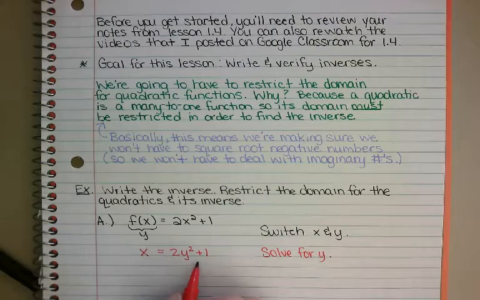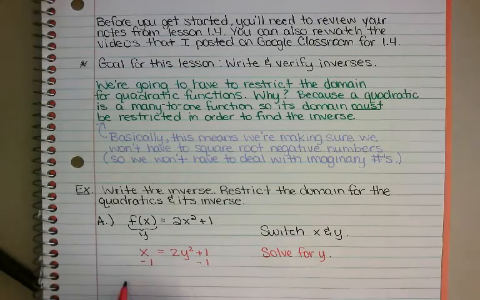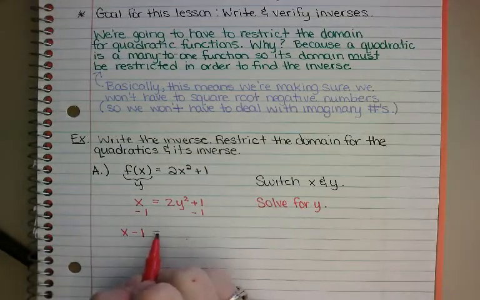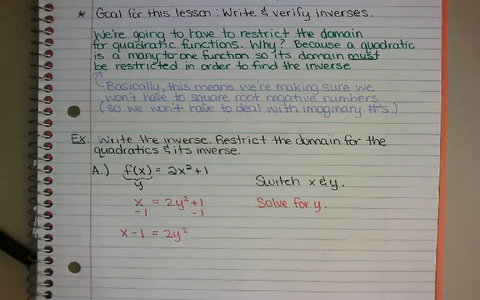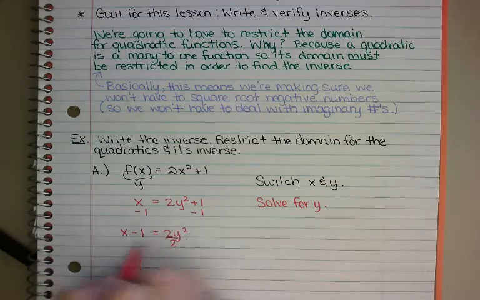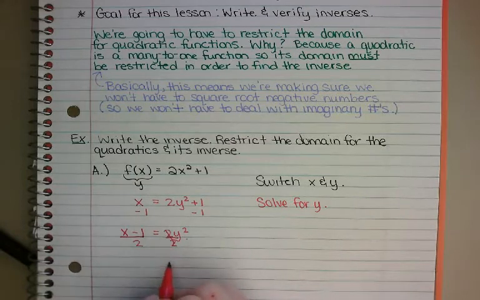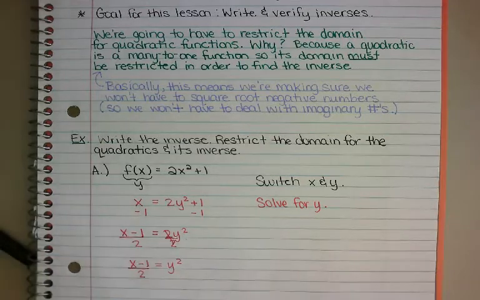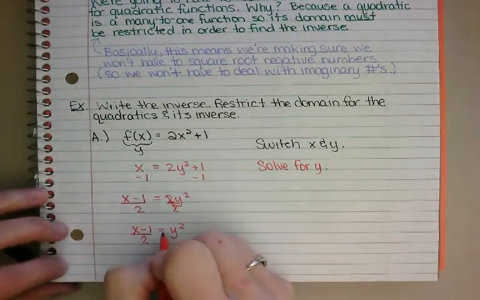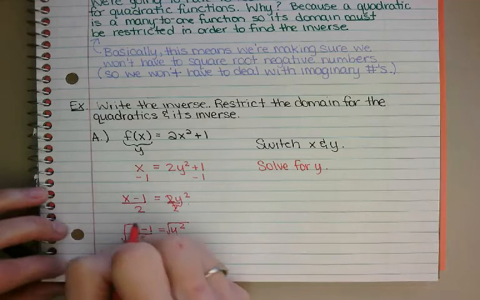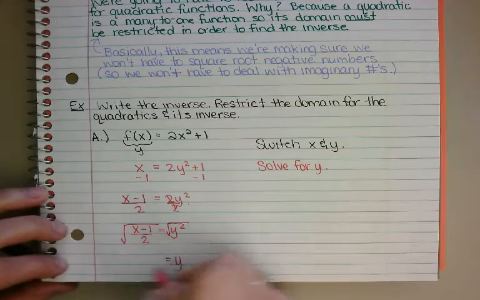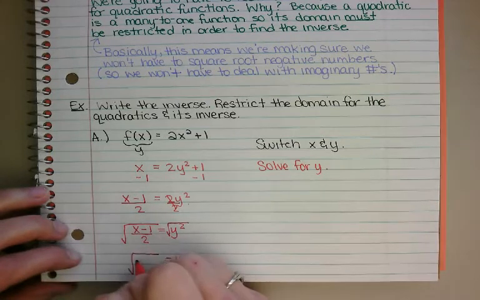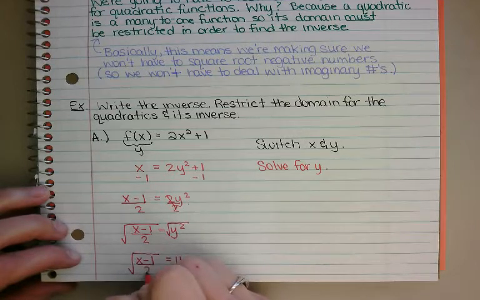So I'm going to subtract 1 over. So I get x minus 1 equals 2y squared. I'm going to divide both sides by 2. So now I have y squared equals x minus 1 over 2. And then I'm going to square root both sides. So for our inverse, we're just going to look at the positive value. We're not going to put plus or minus. We get the square root of x minus 1 over 2.